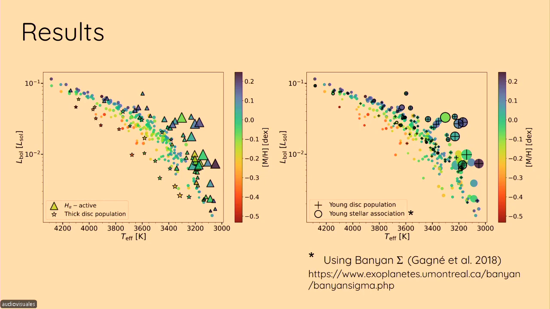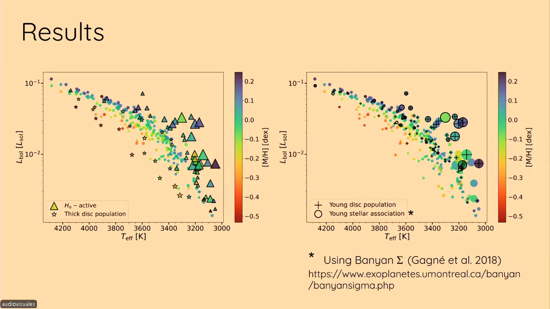Okay, so the important things that we can see here is that most of the overluminous objects that we find above the main sequence are indeed active objects, which are the triangles in the first plot, and most of these are also young objects or kinematically young objects, as we can see with the circles and the crosses in the second plot.